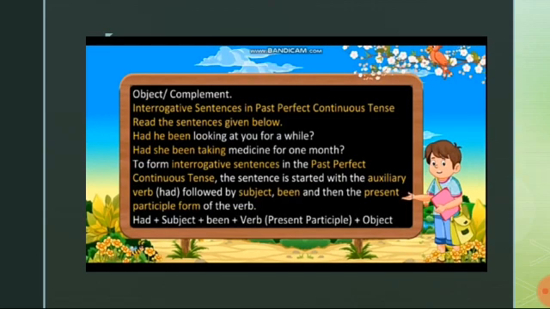Then to form the interrogative sentence, had is used in the beginning. The sentence will start with had, then subject, then been, then verb in present participle form plus object or complement. Like see, had he been looking at you for a while? Had she been taking medicine for 1 month?